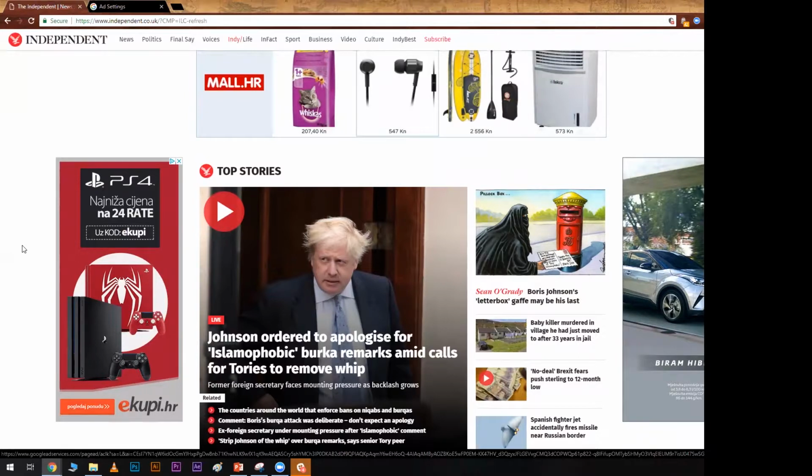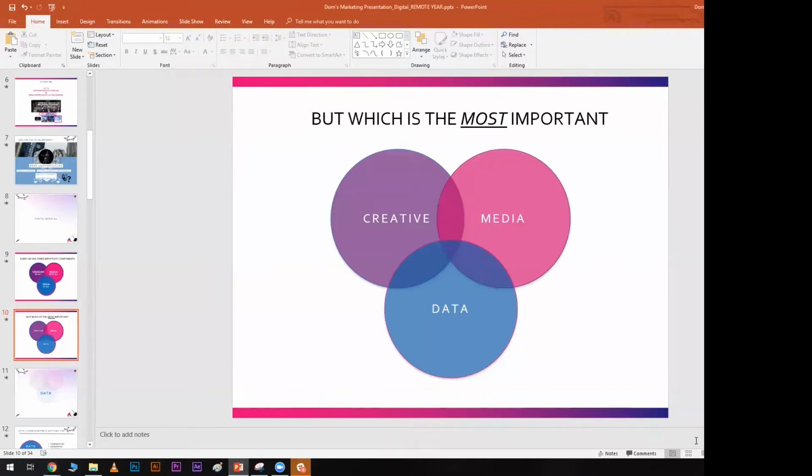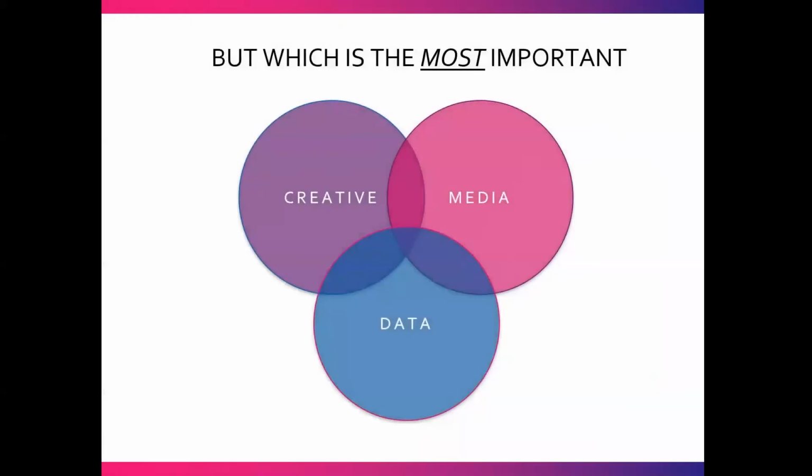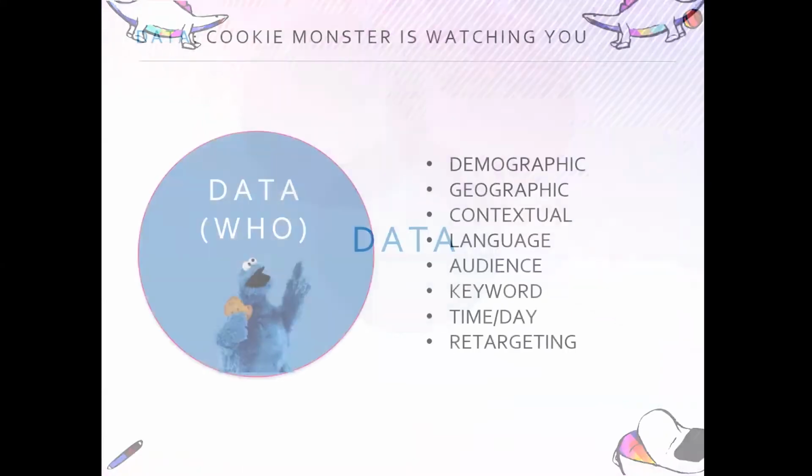It's a combination of all 3. But which is the most important? That I'm into video games, yes. So the data is the most important part of this 3-part equation. Yes, they need to all flow together, but the data is the most important. So let's talk about the data.